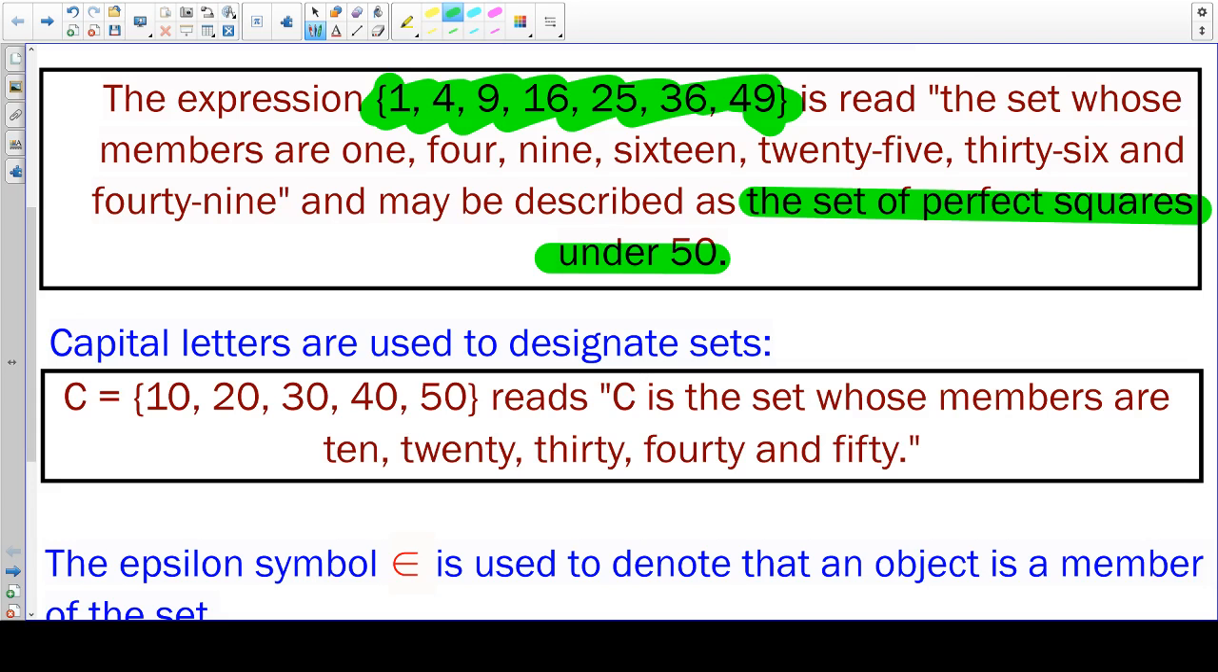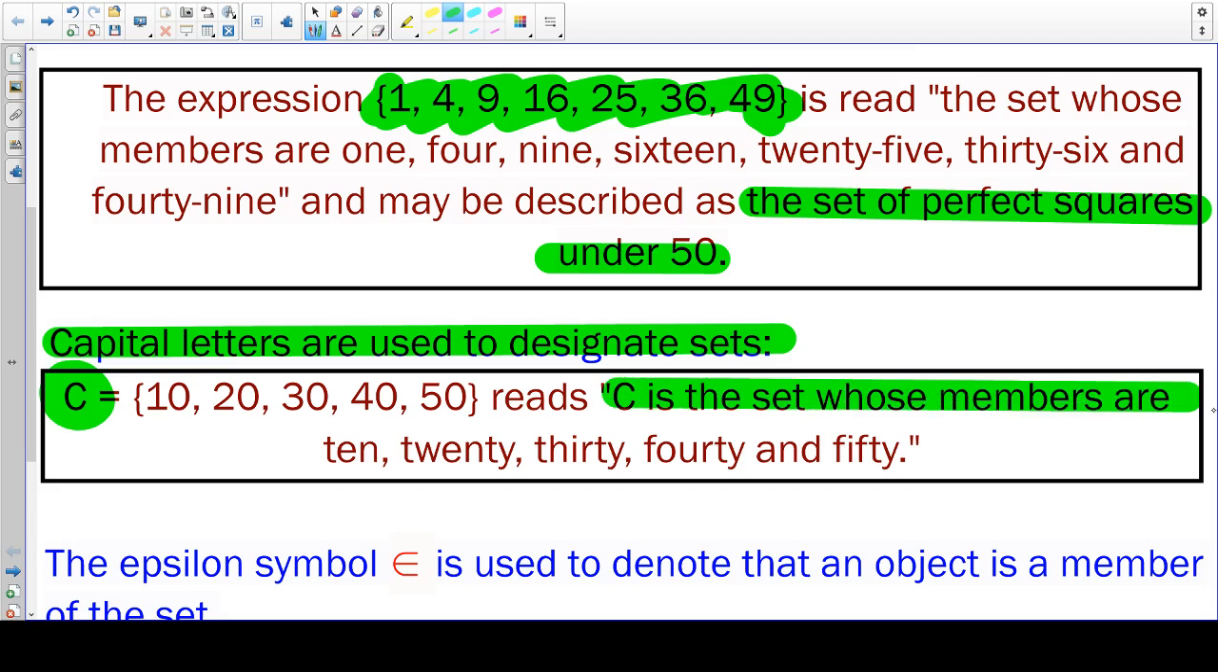Here it is. Capital letters are used to designate sets. So if we're talking about the set C, we need to use the capital letter C to designate the set. We wouldn't use a little c. We have to use the capital C to designate a set. And if the set was {10, 20, 30, 40, 50}, and again, this isn't rocket science, it's just C is a set whose members are 10, 20, 30, 40, and 50. So capital letters designate sets. That's how we name a set, with a capital letter.